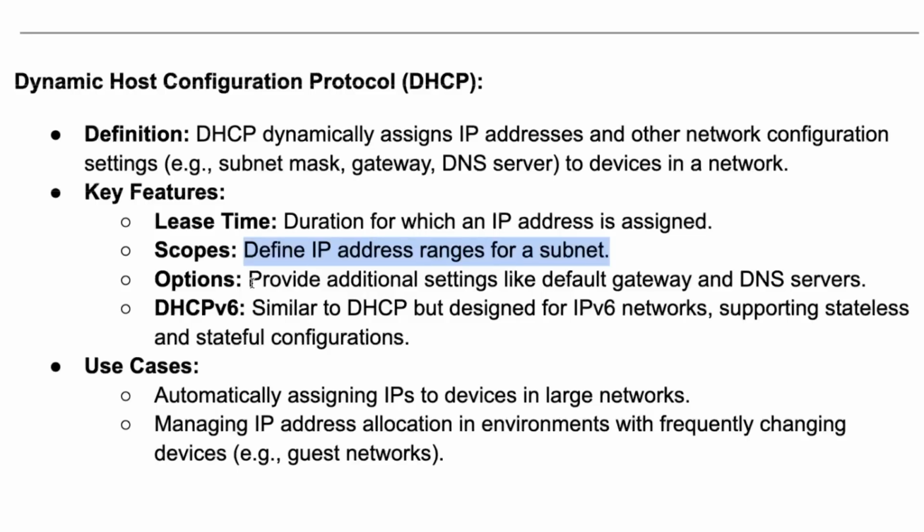So the options, which provide additional settings like the default gateway and DNS servers, are also another key feature of DHCP. So the default gateway, the DNS server that your device would connect to, and then you have DHCP v6, which is similar to the original, but it's designed for IPv6 networks, and it supports stateless and stateful configurations. So use cases would be automatically assigning IPs to devices in large networks, managing IP address allocation in environments with frequently changing devices, for example, guest networks like a coffee shop, right?